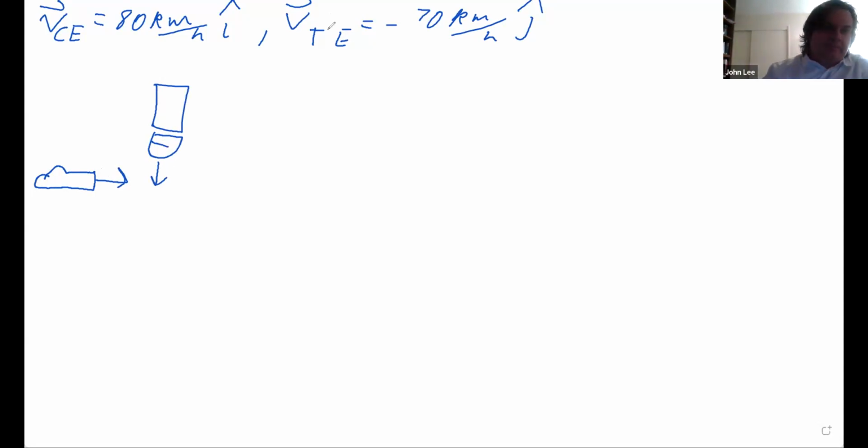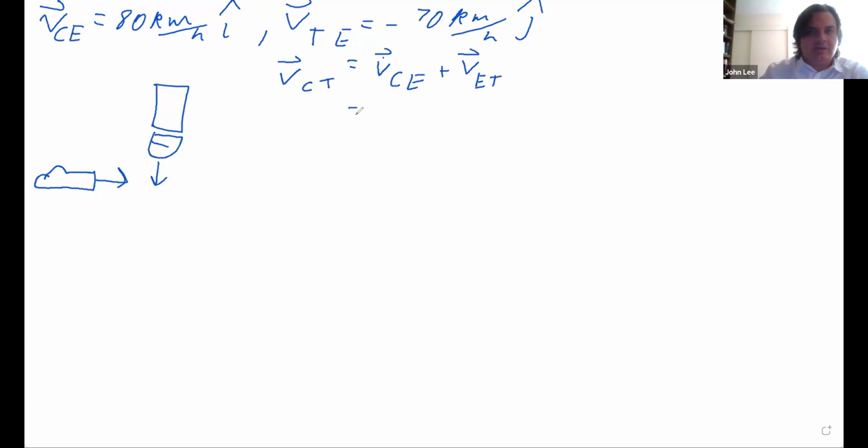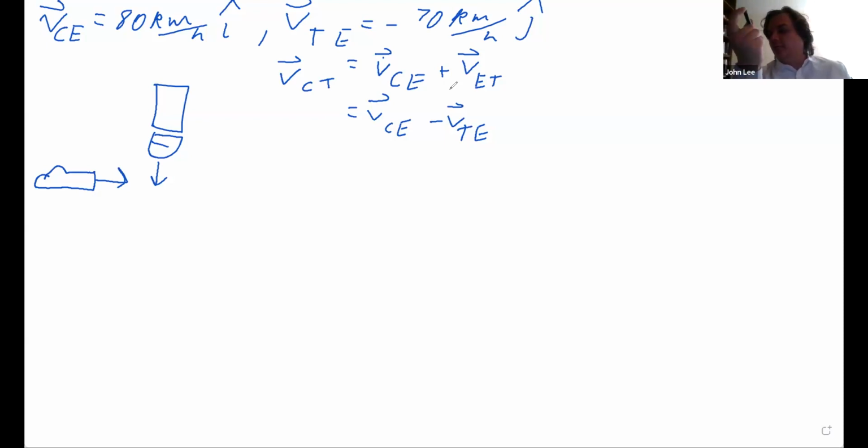So V_CT, the velocity of the car with respect to the truck, equals V_CE plus V_ET, equals V_CE minus V_TE. Because if we're looking at the truck moving through the earth, then it's going to be moving in the opposite direction at the same magnitude as if we're looking at the earth moving along the truck.